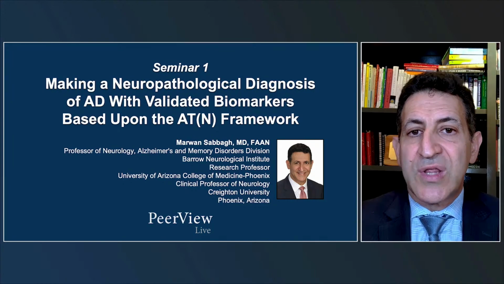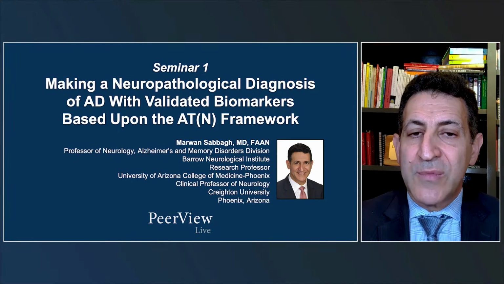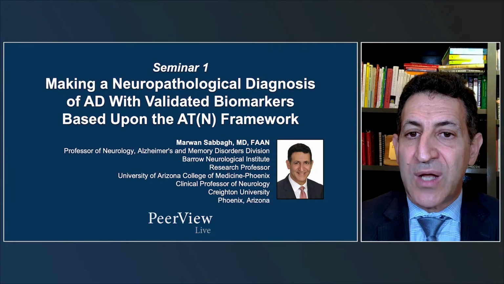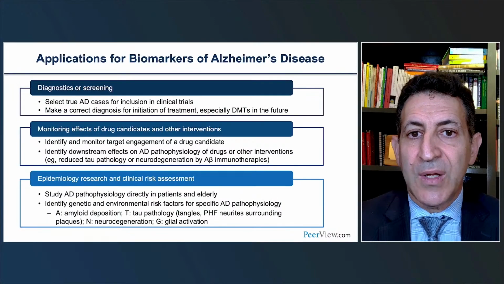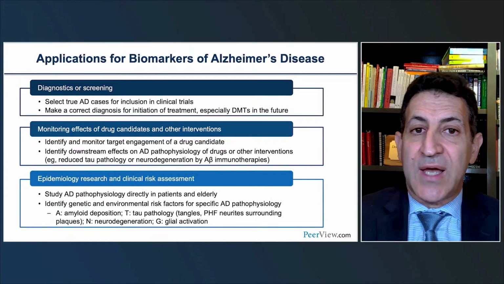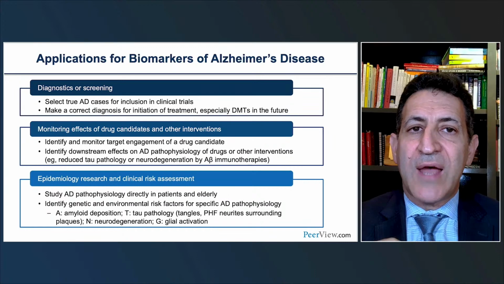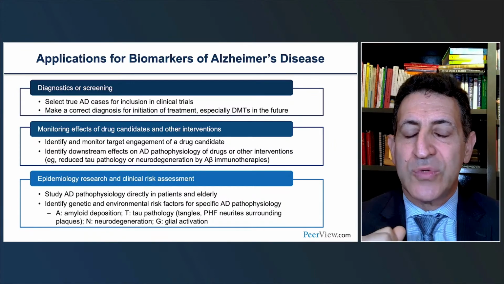The first thing we want to discuss is making a neuropathological diagnosis of Alzheimer's disease with validated biomarkers based on the ATN, amyloid, tau, and neurodegeneration framework. So a lot of you have never heard of the ATN framework, and we're going to spend some time really digging deep into it. The fundamental issue that you all have to understand as an audience is, why are we doing this? What are we trying to achieve?